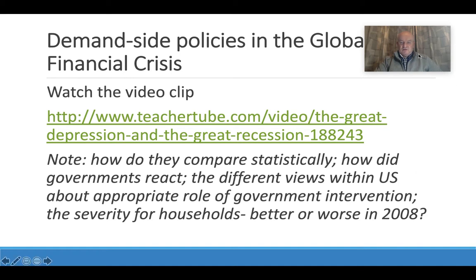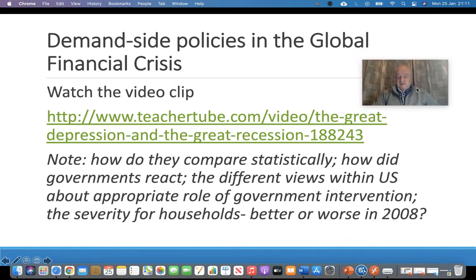There is a very good clip. So once we looked at the Great Depression, I want you to take a look at pages 22 onwards, where we start to look at some of the demand side policies that were put in place in an attempt to address some of the issues of the global financial crisis, the 2008-2009 global financial crisis.